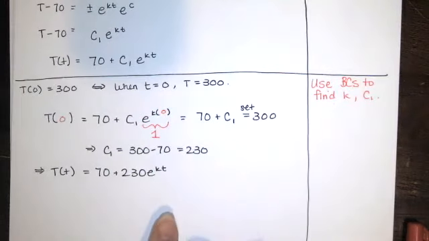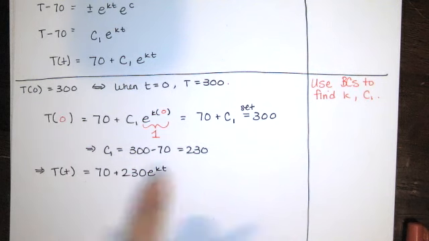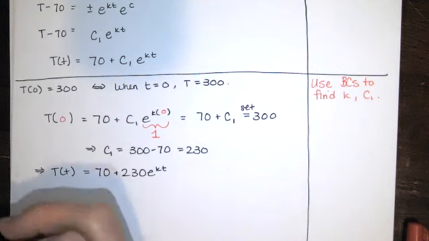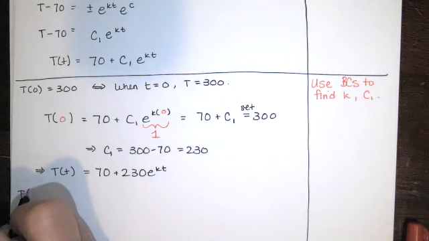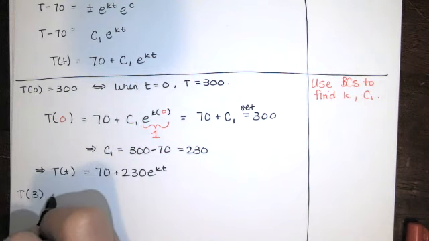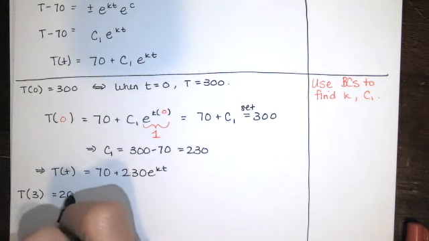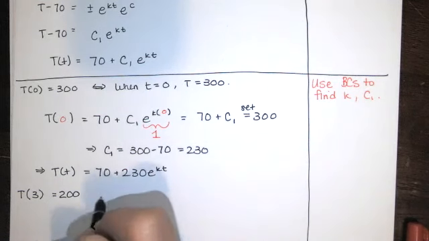All right, we're still not quite there yet. We need our constant of proportionality, but that first condition allowed us to find C. Maybe our second condition will allow us to find K. Our second condition was this: at t equals 3 minutes, the temperature of the cake was 200 degrees Fahrenheit.